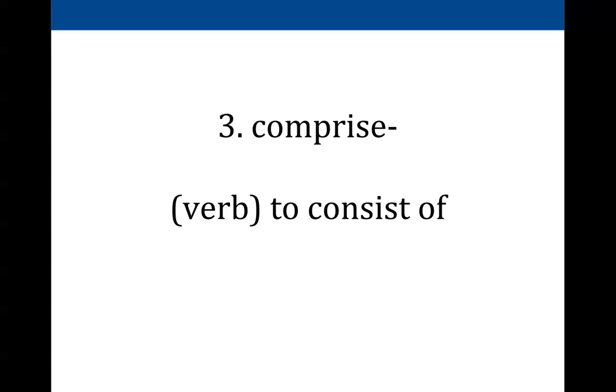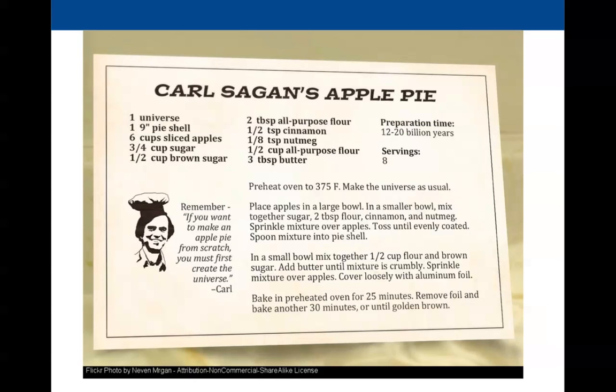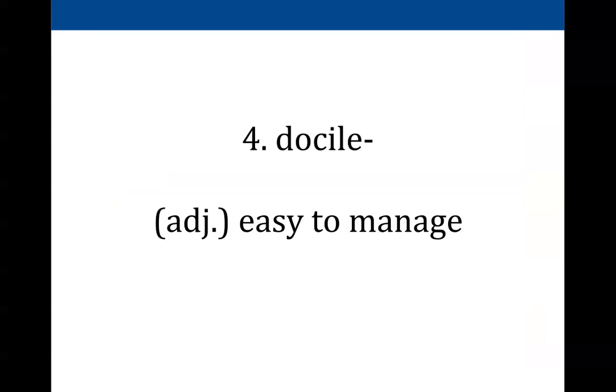Three is comprise, and to comprise is to make up. It's a verb, it's to consist of. So, like my classes are comprised of lots of different types of people. A particular type of food or a recipe might be comprised of lots of different ingredients. So, here I have an example of a type of apple pie and all of the different things that are in the apple pie, what it is comprised of.